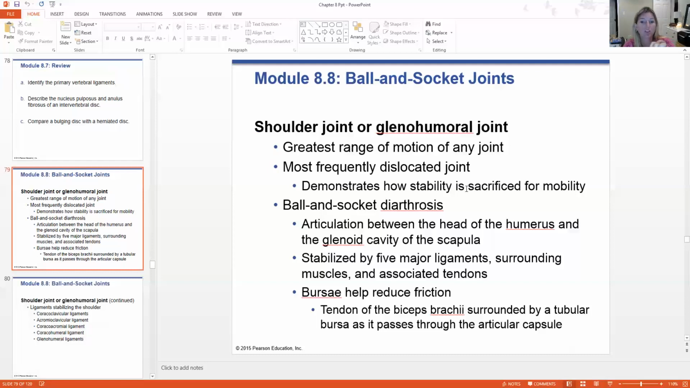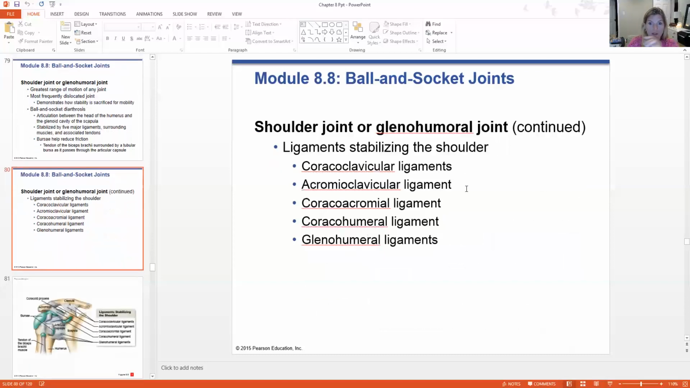There are 5 major ligaments that surround the muscles and the tendons, and there are bursae here as well to reduce friction. The ligaments, you need to know them, but again, once you know the bones, you know the ligaments. Coracoclavicular, where is it from? The coracoid process and the clavicle. Acromioclavicular, acromial process and the clavicle. Coracoacromial, coracohumeral, glenohumeral. They're all just named after where they connect.